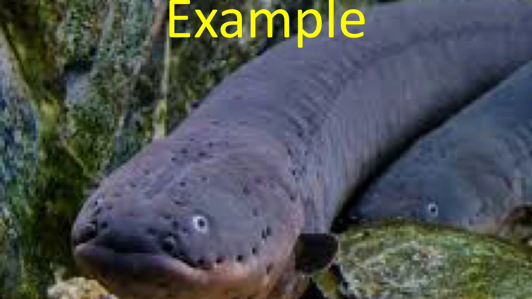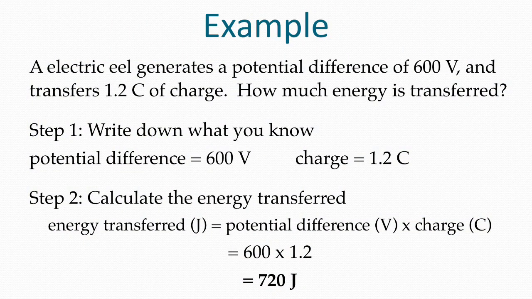Now for an example of how we could use this equation. An electric eel generates a potential difference of 600 volts and transfers 1.2 coulombs of charge. How much energy is transferred? First of all, we write down what we know. We know the potential difference is 600 volts and the charge is 1.2 coulombs. Then we calculate the energy transferred by timesing the potential difference, 600 volts, by the charge, 1.2, to give us an answer of 720 joules of energy transferred.